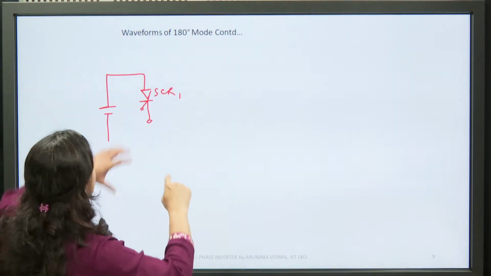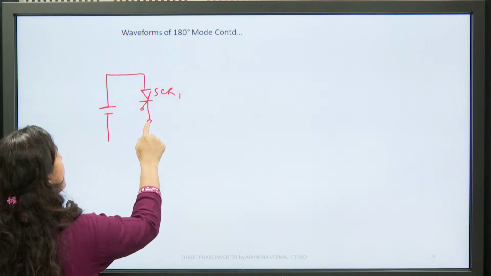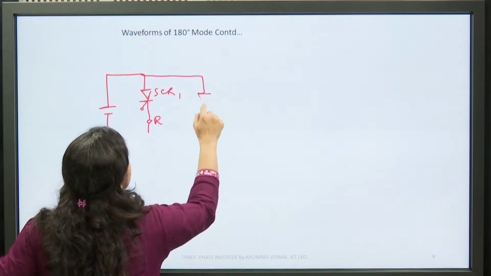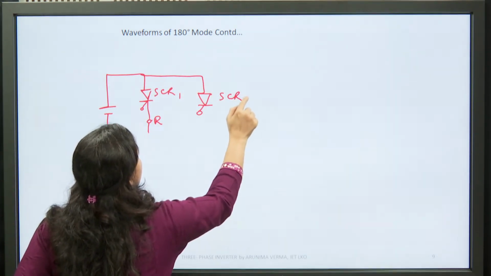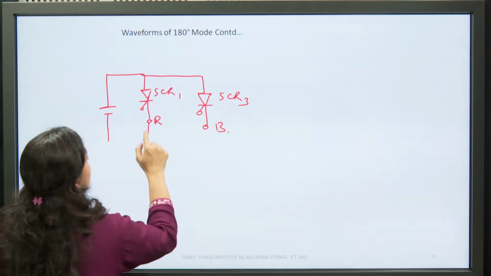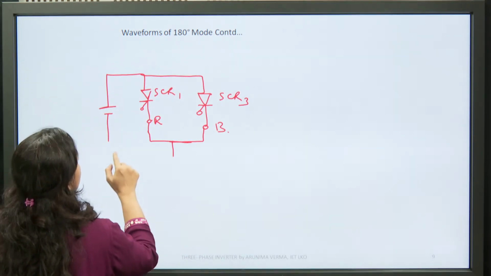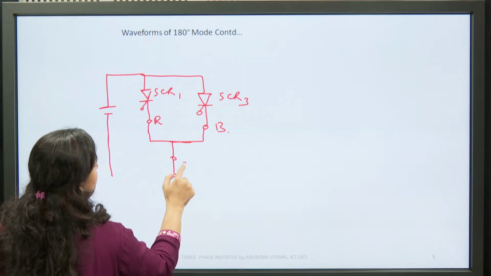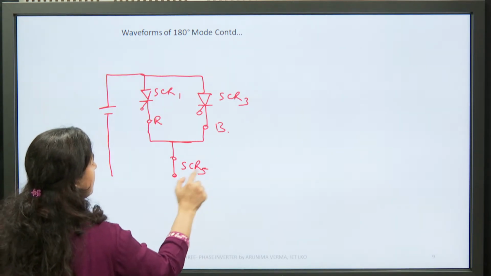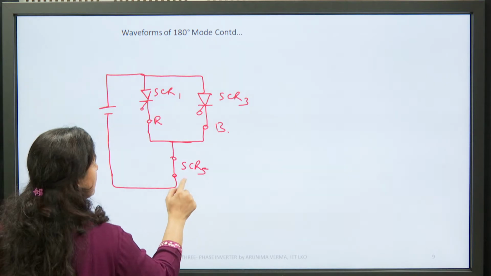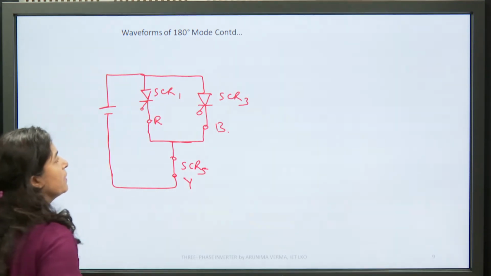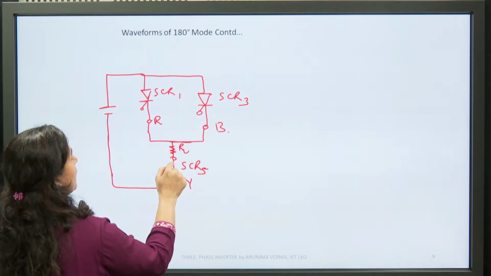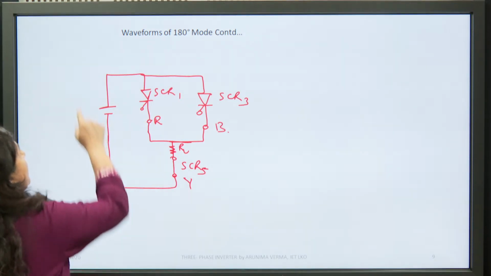So, I was explaining that in 180-degree mode, this is R phase, this is SCR 3 of B phase, and together we have this as SCR 5 of Y phase. In between you have load, RL is connected, and the neutral point is there. Now, apply KVL.